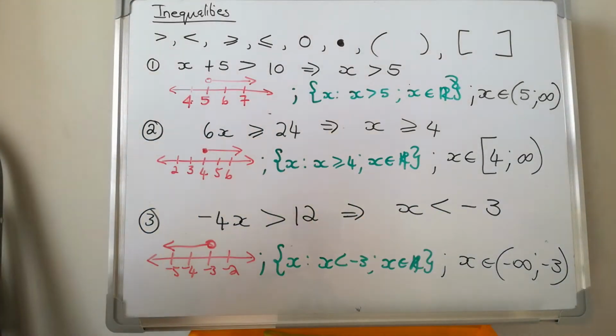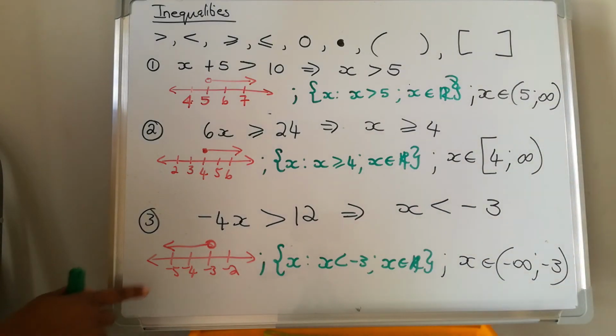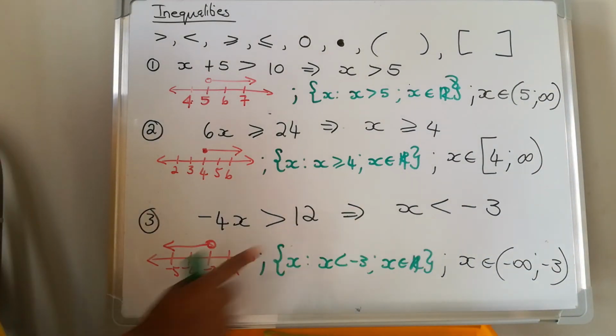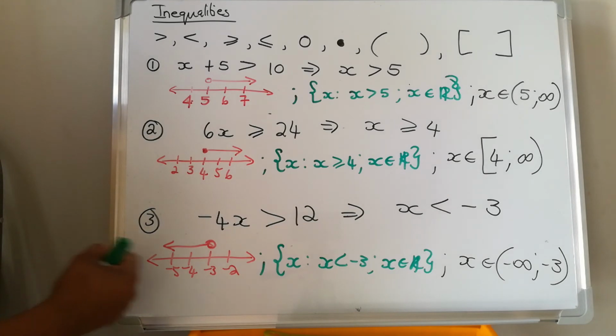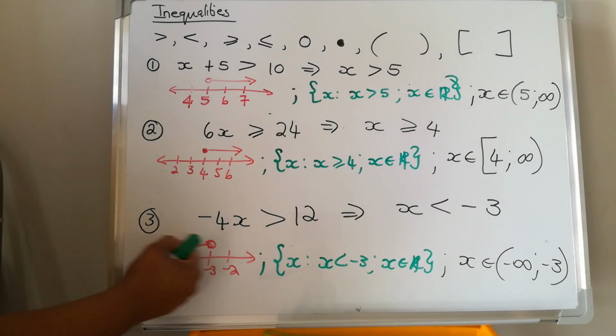Okay, so on a number line, how do we then represent that? So I draw my number line. X is less than minus 3, so it's an open circle above the number minus 3 and we're going this way because x is less than, so x is becoming less than, more and more negative.